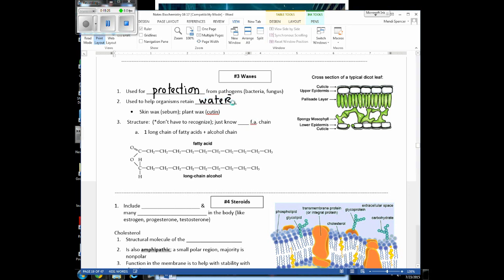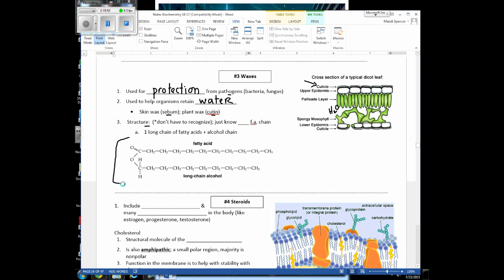Your skin produces a wax, which is called sebum. Plants produce a wax. It's called a cuticle. So if you've ever rubbed a plant leaf and it feels waxy, it's because there's a wax that's covering that leaf surface. You can see it right here on the diagram. This kind of acts as a water barrier, so it helps that plant keep water inside, and that water is not going to evaporate through the leaf like it would if it didn't have that waxy cuticle on it. Now, again, I'm not so concerned with recognizing the structure of a wax.